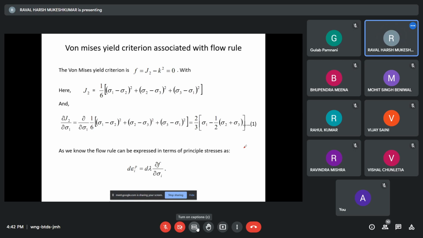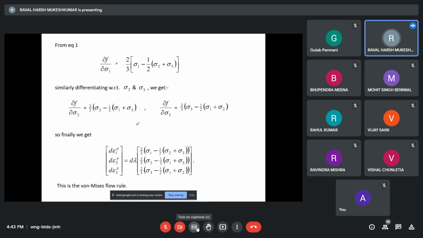So when we see that flow rule, then we have to replace the function F. We have to differentiate this function with respect to the principal stresses and then put it in that flow rule. As we can see in the second line, J2 is equal to this for the von Mises yield criteria. And now we have to differentiate. Now we are differentiating with respect to principal stress sigma 1. Then we get this result: 2 by 3 of sigma 1 minus half of sigma 2 plus sigma 3. Then in the next slide, we are differentiating it with the further principal stresses, that is sigma 2 and then sigma 3.